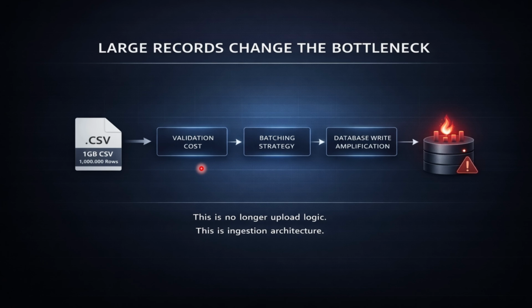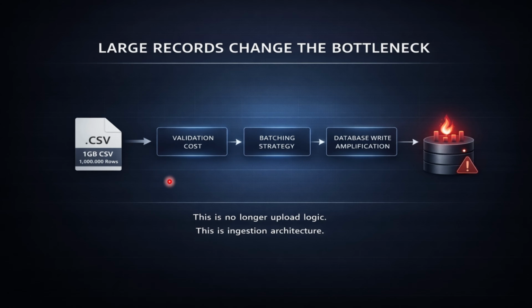Large records will actually stress three different things: validation cost, batching strategy, and database write amplification. Because when we are writing to the database, the write queries will put a lot of pressure on it. If you validate all those 1 million records synchronously, you're definitely going to block the CPU. If you insert row by row, you will destroy database performance. If you wrap everything in a single transaction, you're basically increasing the lock duration and risk of failures.